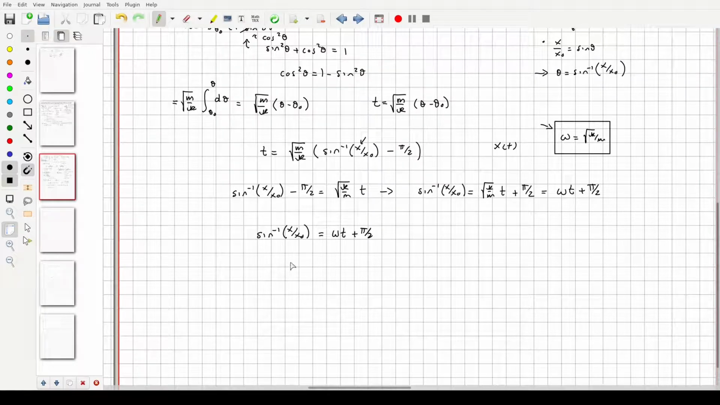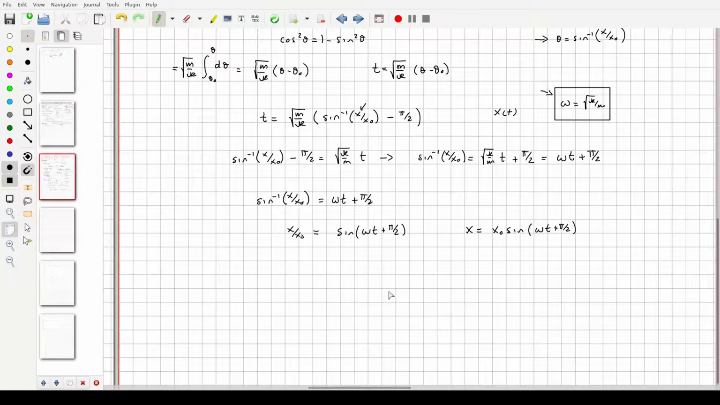Now I'm going to take the sine of both sides. When I take it, I get x over x naught on the left-hand side. On the right-hand side, I have sine of omega t plus pi over 2. I'm going to move the x naught over to the right-hand side. x is equal to x naught sine of omega t plus pi over 2. Next up, I'm going to use an angular relationship, an identity that looks like this. If you have two angles, we'll call them alpha and beta, that are being added together in a sine, this is the same thing as sine of alpha cosine of beta plus sine of beta cosine of alpha. Now here, I'm going to call alpha omega times t and beta pi over 2.